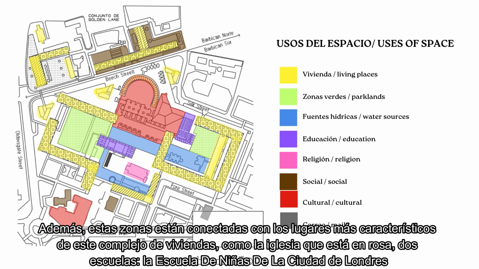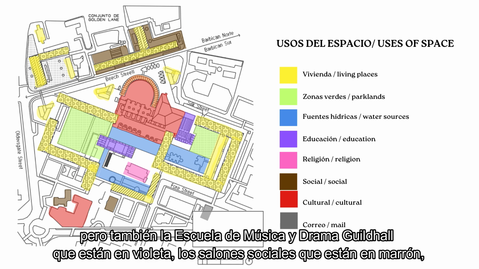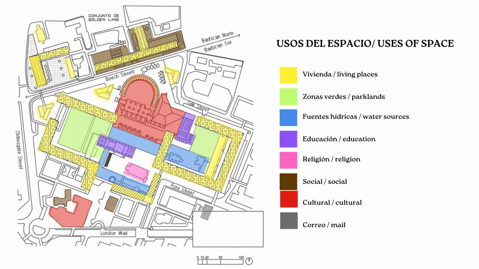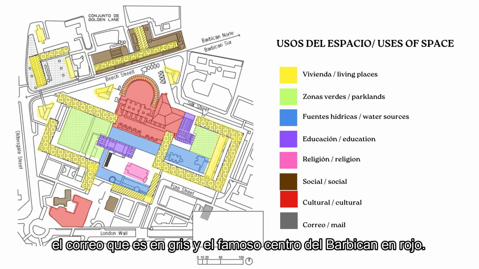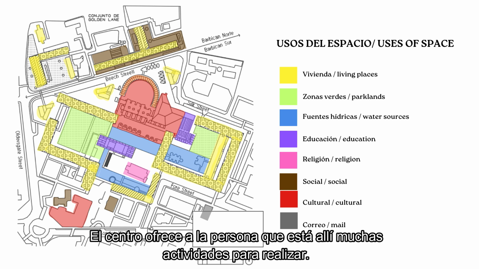Also, these zones are connected to the most characteristic places of this housing complex, like the church, that is in pink, 2 schools, City of London Girls, but also the Guildhall School of Music and Drama, that are in purple, 3 halls, that are in brown, a mall, that is in gray, and the famous Barbican Center, in red. The center gives to the person who is there many activities to do.